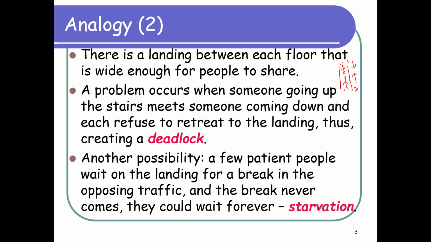Another possibility: a few patient people wait on the landing for a break in the opposing traffic, and the break never comes. They could wait forever. This is called starvation. So you have a deadlock where it's stuck, person number 1 cannot go down and person number 2 cannot go up because this is just enough for one person. Another one is starvation. It's like a traffic jam on the road where they're waiting for a break, but the break never comes or comes very late. So this is called starvation.